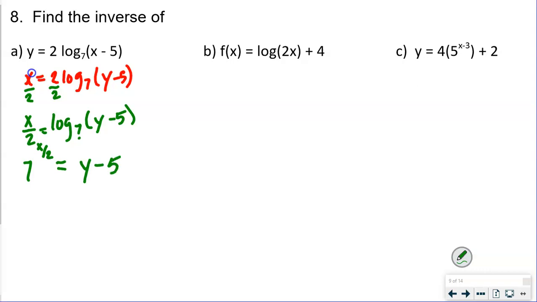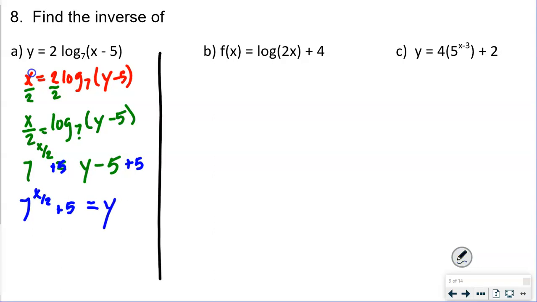So then all we have to do is add 5 to both sides, right? So our answer is going to be 7 to the x over 2 plus 5 is equal to y. That's our first one. Okay, let's do this next one.